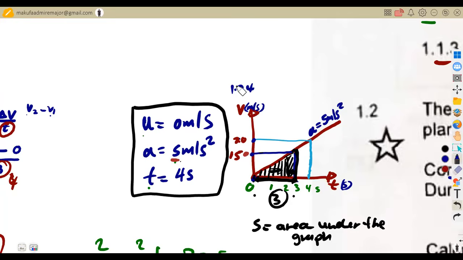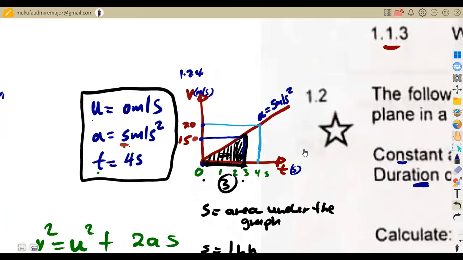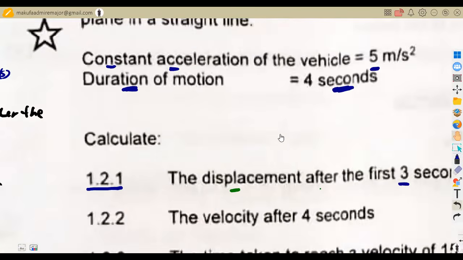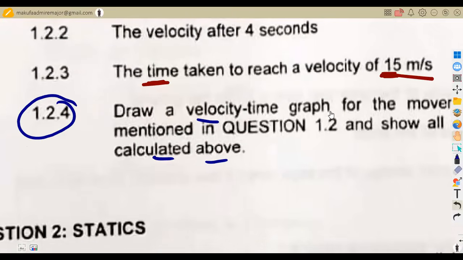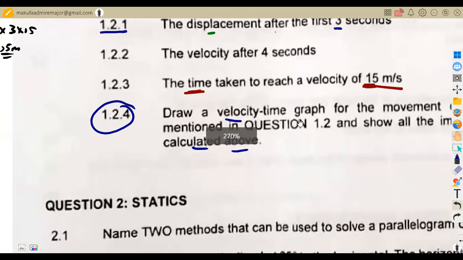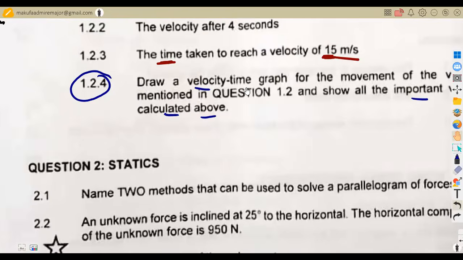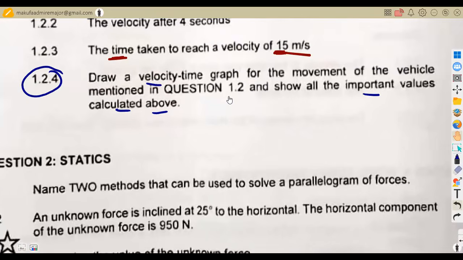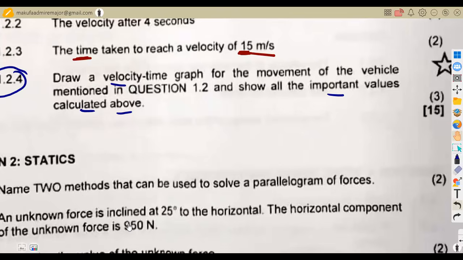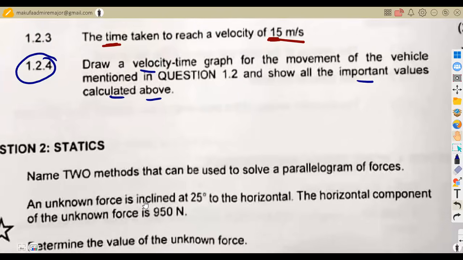So I want you to draw this part on your graph properly according to scale. And you draw this according to scale, but as you can see, it's just a normal straight line graph that we are used to. So that is our 1.24 in this case to draw the graph and showing the points that were necessary there. That was going to be 3 marks. All right, so as you can see, 15 marks for everything.